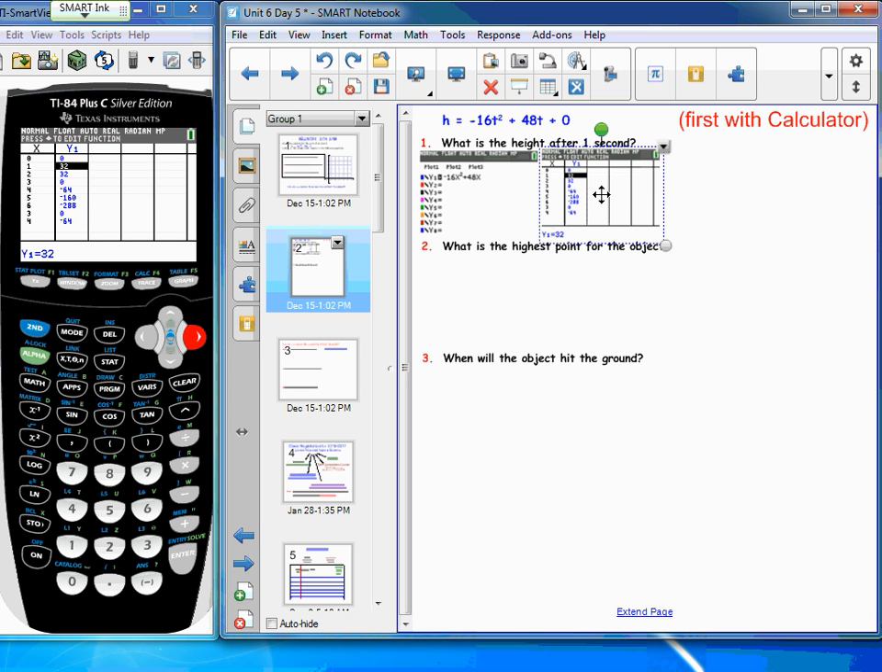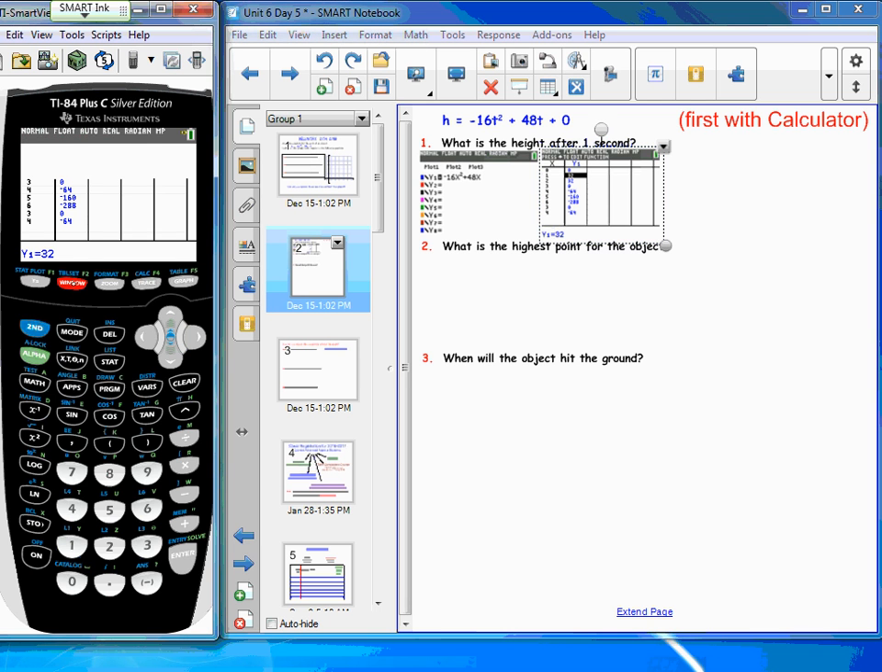The second way I could do it is to use the graph and do that trace. I could do trace and then tell the calculator I wanted to know what the value of the function is when x equals 1 second. And so then I'd go trace 1, enter. To do that, let's get an appropriate window. So I'm going to change my window. I want to see what this looks like.